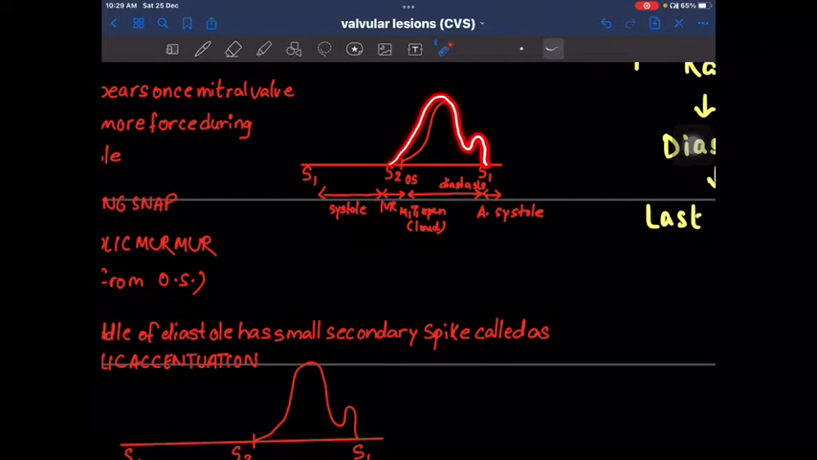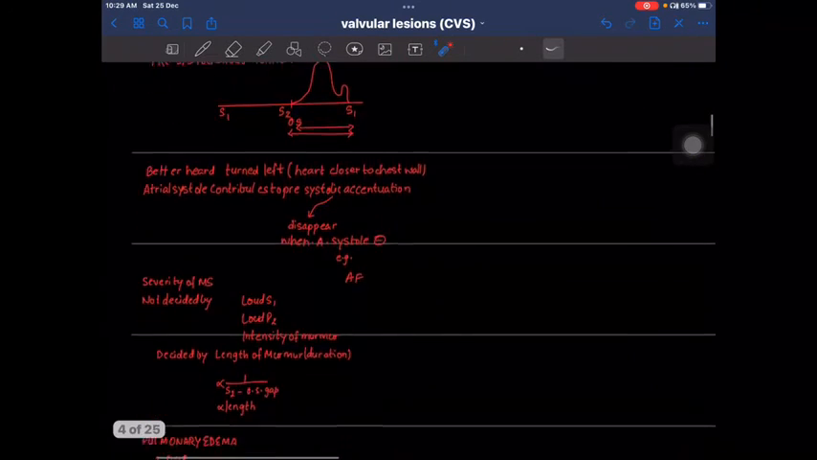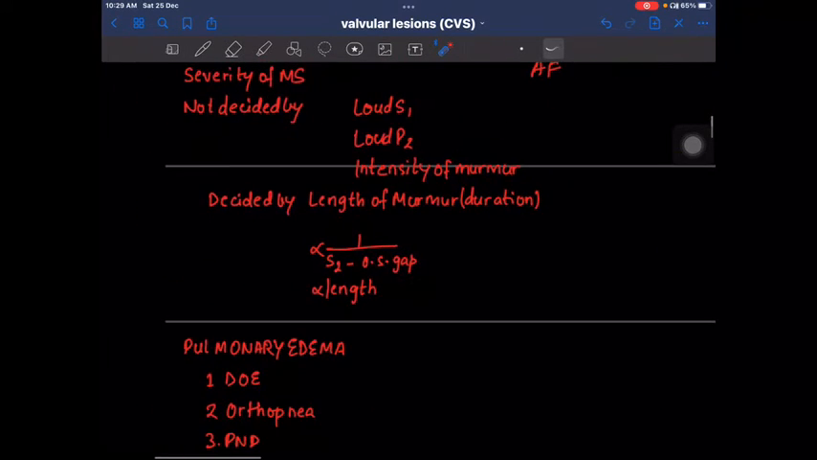So what has happened now? The length of the murmur has increased. And that is why we say that the severity of MS is dependent on the length of the murmur, or inversely proportional to the distance between S2 and OS.